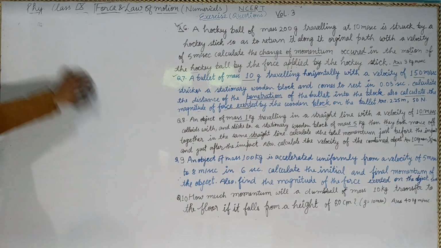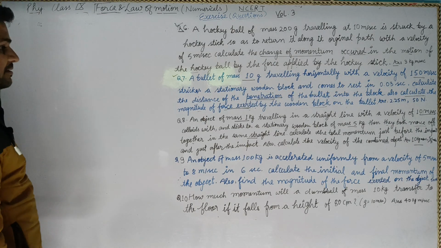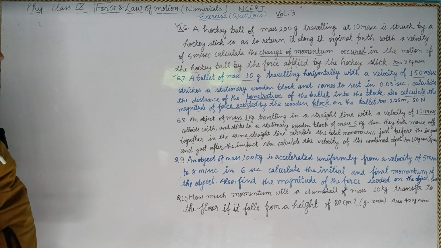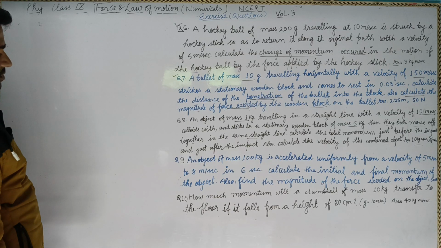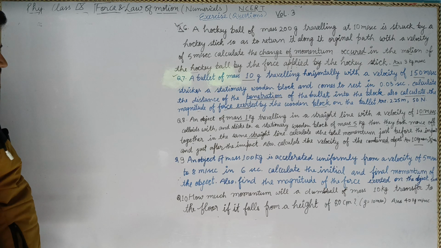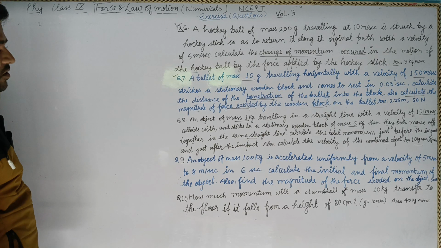Question number 8 states that an object of mass 1 kilogram traveling in a straight line with a velocity of 10 meters per second collides with and sticks to a stationary wooden block of mass 5 kg. Then they both move together in the same straight line. Calculate the total momentum just before the impact and just after the impact. Also calculate the velocity of the combined object.